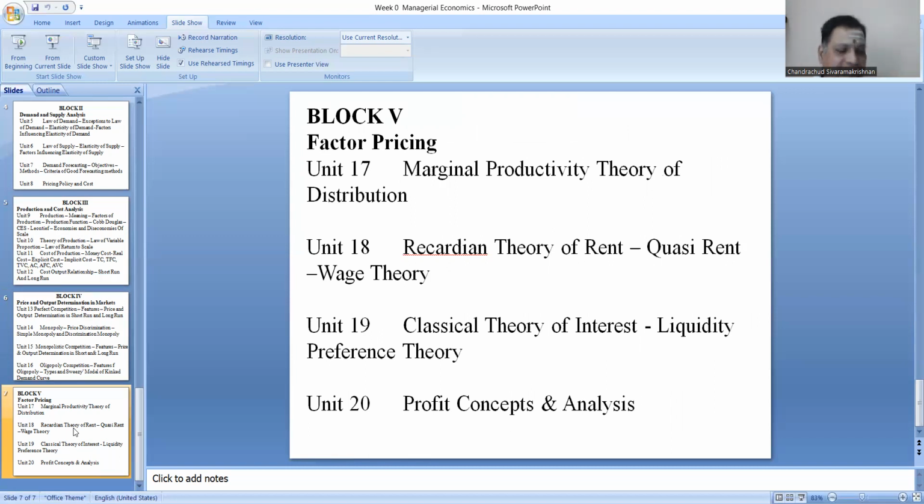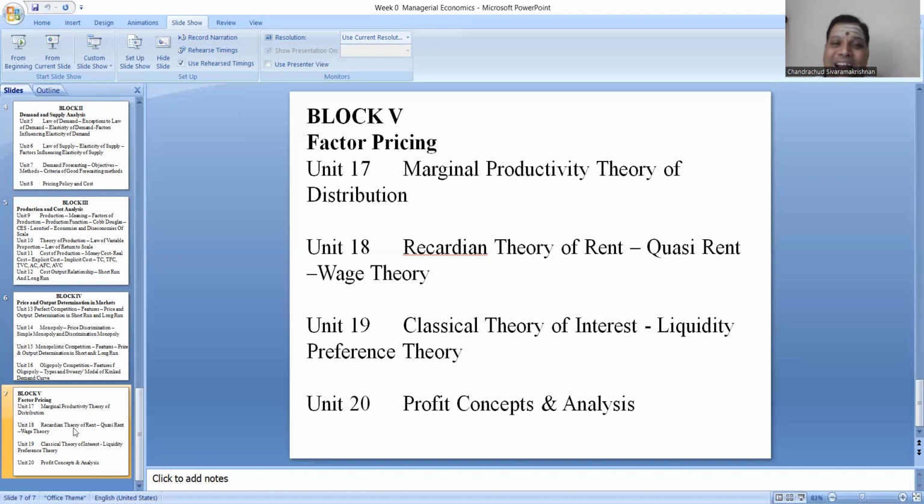Unit 17, the first unit of Block 5, discusses the marginal productivity theory of distribution. Unit 18 covers both wage theory and theory of rent. Regarding the theory of rent, quasi rent is also discussed. And Unit 19, we are going to discuss the classical theory of interest, and the modern theory also, that is the liquidity preference theory. And in the last unit, the profit concept and profit analysis are to be covered, mainly break-even analysis.